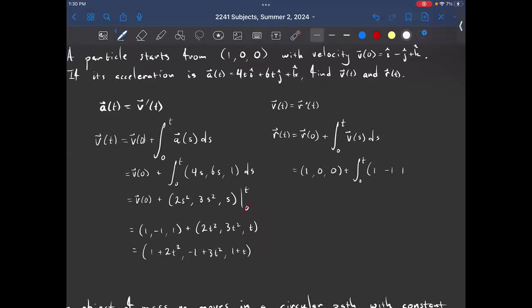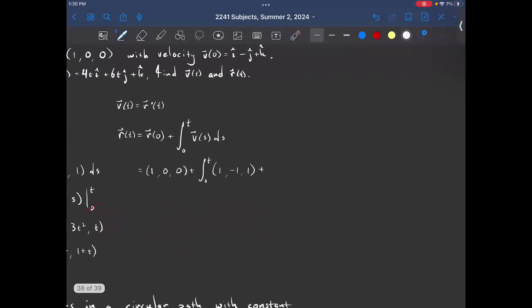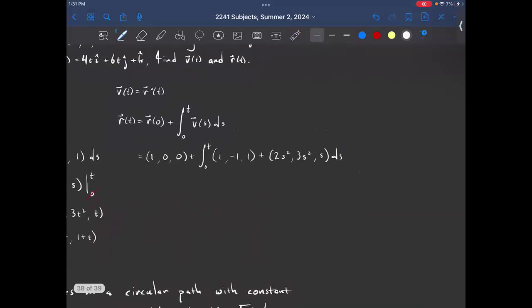1 minus s, 1, plus 2s squared, 3s squared, s, and then ds. All right, and we can do this integral. None of the integrals in this section should be particularly hard. They're just there to show you how to actually do the calculus, or how to set the problems up.